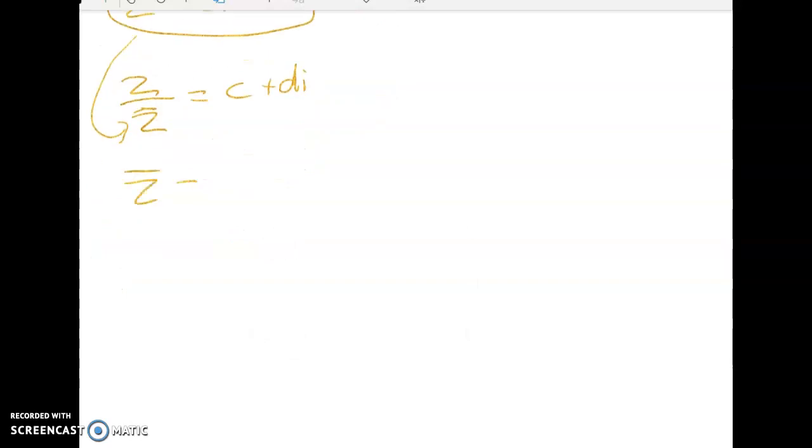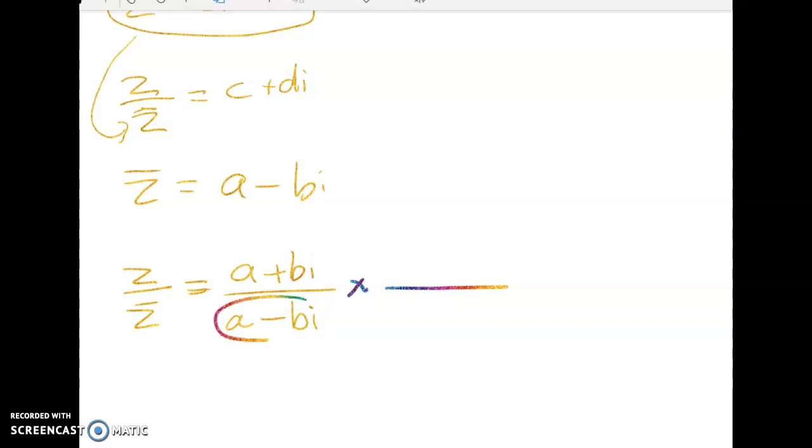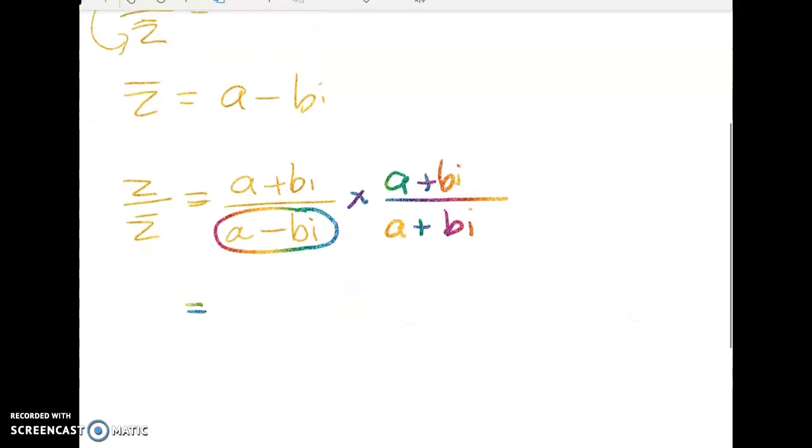So z conjugate is equal to a minus bi, giving me z over z conjugate equal to this. So it's going to be a plus bi over a minus bi. Now we know straight away that if we're doing division of complex numbers, we need to multiply both top and bottom by the conjugate of this. So we'll times by a plus bi. Let's see what we've got. Well, we'll put some brackets in to avoid silly mistakes.